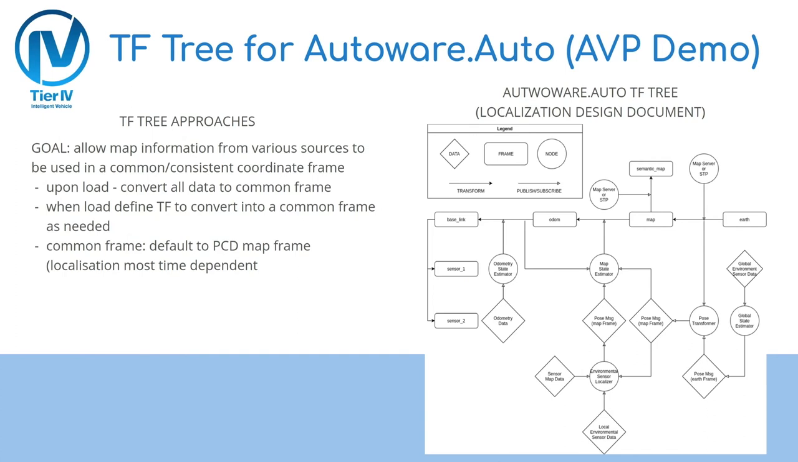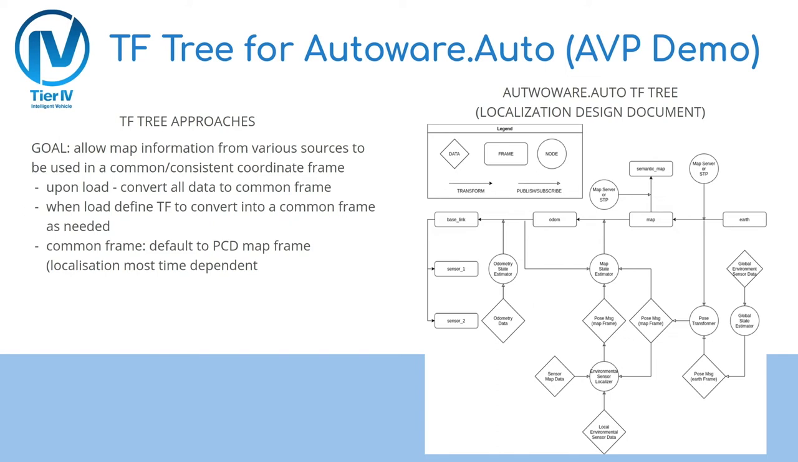In ROS, the transform tree defines how the various coordinate frames in the robotic system are related, such as the transforms between the Earth and map coordinate frames, between the map and the vehicle baselink frames, and between the vehicle baselink and sensor device frames. By maintaining such a tree, it is easy to convert data from one frame into the coordinates of another frame. For autonomous driving, we specifically need to convert between map frames and vehicle local frames, such as baselink or sensor frames. In the diagram on the right, you can see the relevant frames such as Earth, Map, ODOM, Baselink, and various sensor frames. This diagram is taken from the Autoware.Auto localization design document.